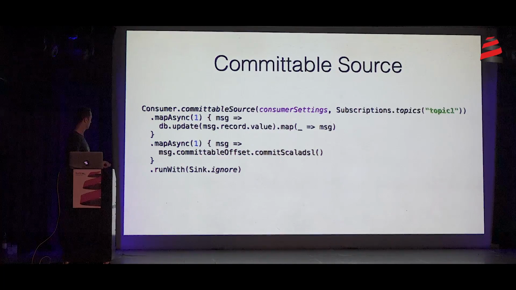Anyway, this is an asynchronous call, returning a future. So we run it in mapAsync. We can parallelize this if we want. And that's all. That's how we commit.